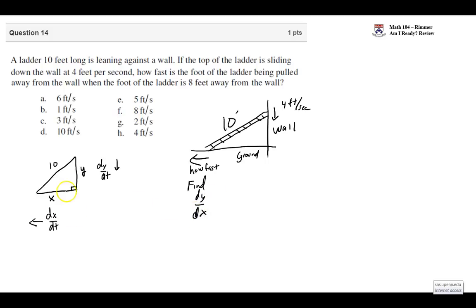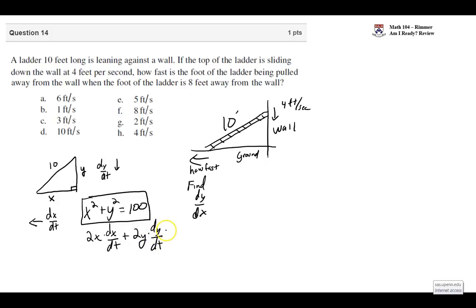We do that by relating these variables to each other using the Pythagorean theorem: x squared plus y squared has to be 100, 10 squared. So you draw the changing picture, you get the equation, and then you take the derivative of that equation. We get 2x, but don't let it stay there. x is changing with time, so dx/dt. Then we get 2y, but y is changing with time, so chain rule, dy/dt. And then 100's derivative is 0.